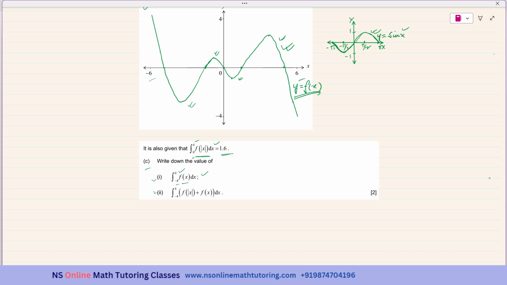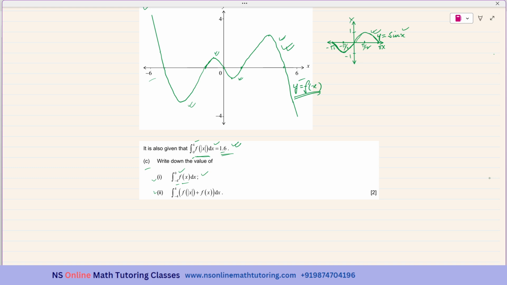Let us first of all answer subpart I. It is the simple f of x function graph, and the limits of integration are -4 to 0. But first of all, we have to understand the information that has been given to us. The definite integral, you know, represents the area between the curve and the x-axis. So from 0 to 4, the area is equal to 1.6 units square.